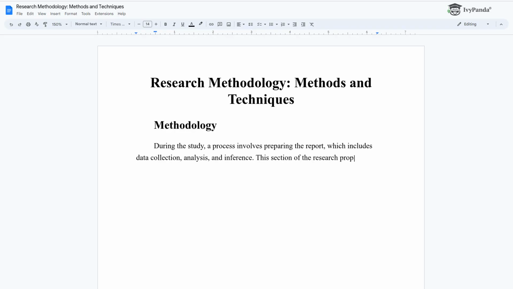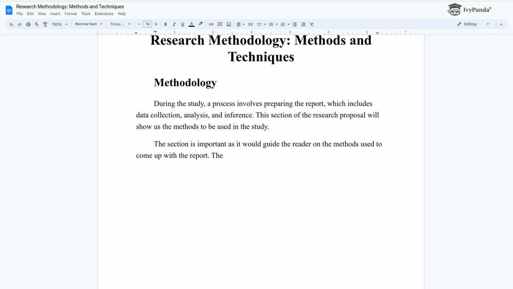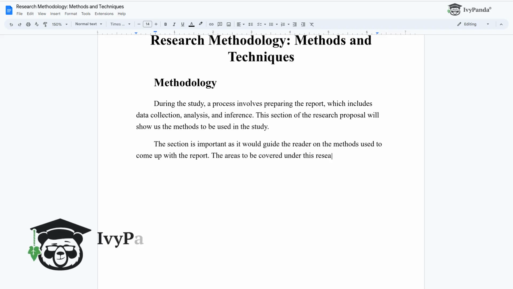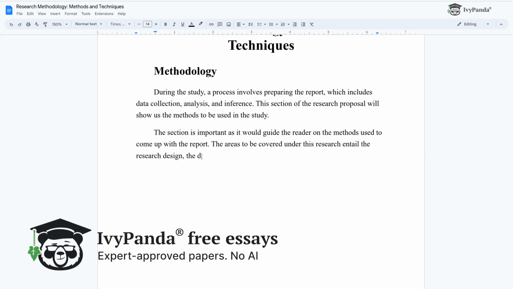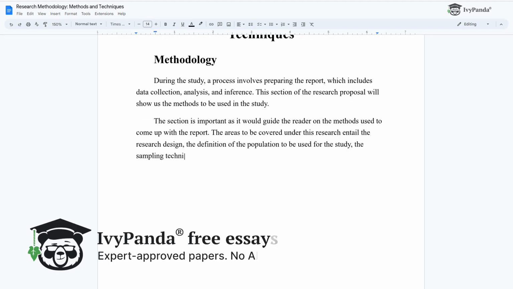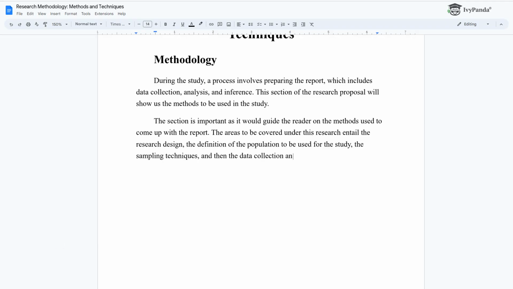This section of the research proposal will show us the methods to be used in the study. The section is important as it would guide the reader on the methods used to come up with the report. The areas to be covered under this research entail the research design, the definition of the population to be used for the study, the sampling techniques, and then the data collection and analysis methods.